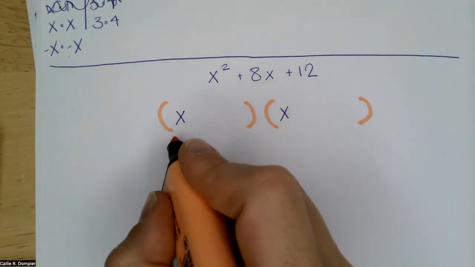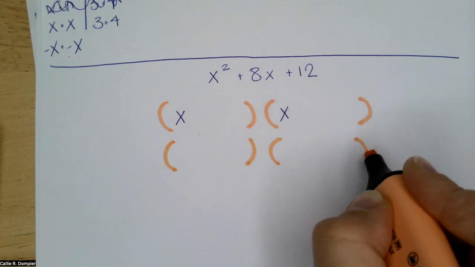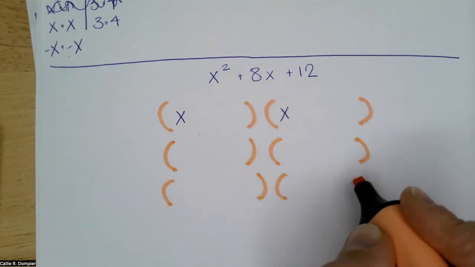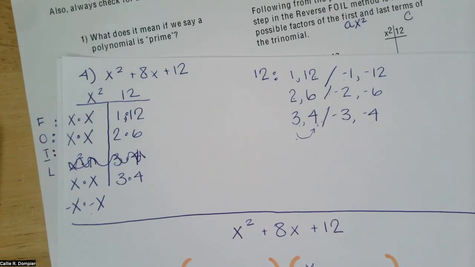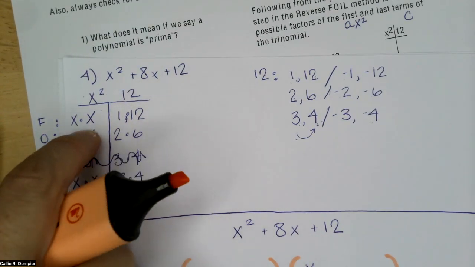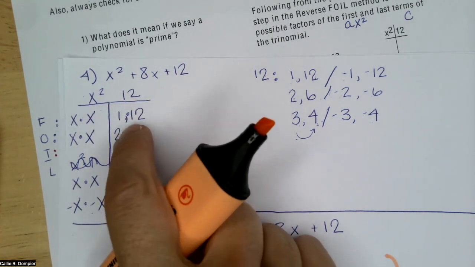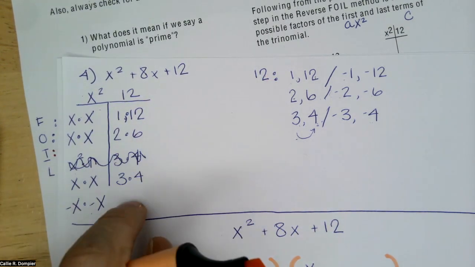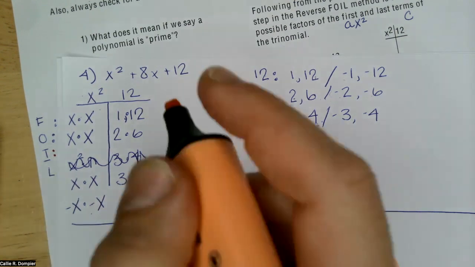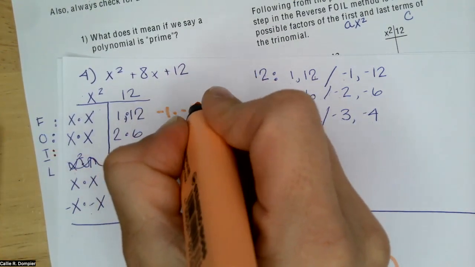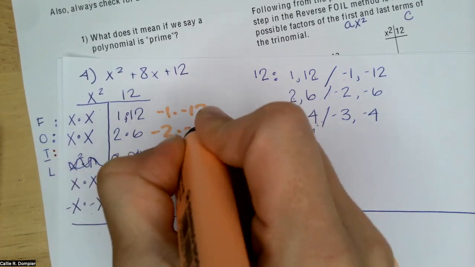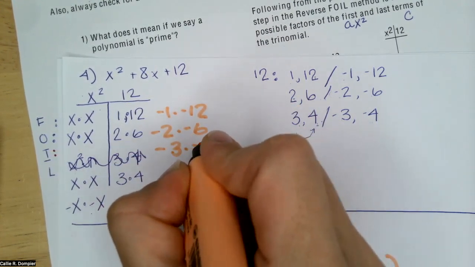How many are there? There are 3 different choices. This is the reverse FOIL method. So what I did for the reverse FOIL method is I decided what x squared is. X squared is just x times x. And I decided what all the options of 12 might be. 12 might be 1 times 12. It might be 2 times 6. And it might be 3 times 4. It could also be -1 times -12, -2 times -6, and -3 times -4.